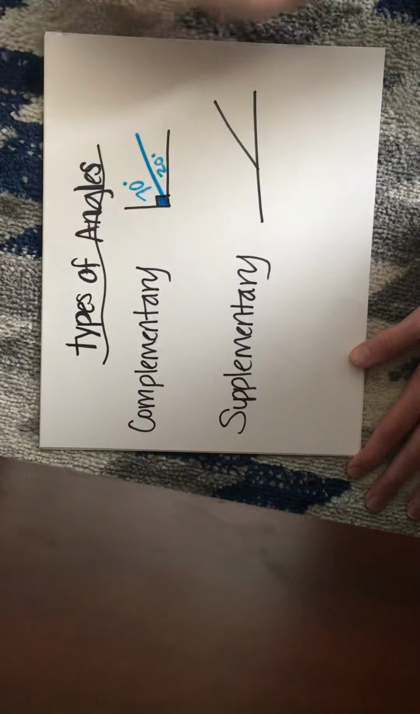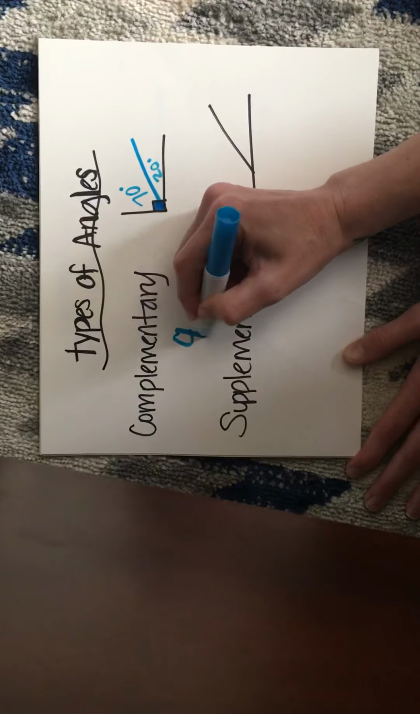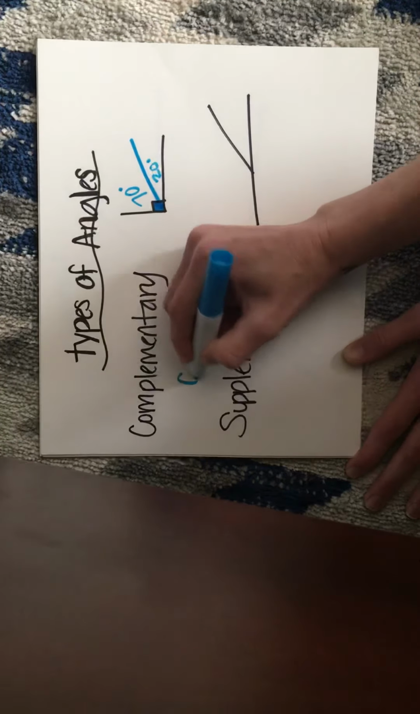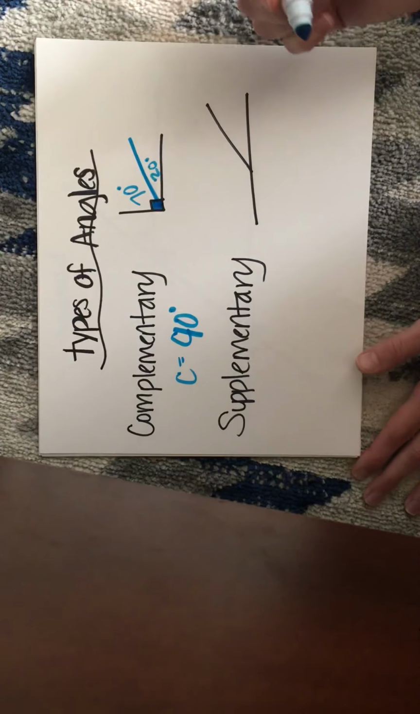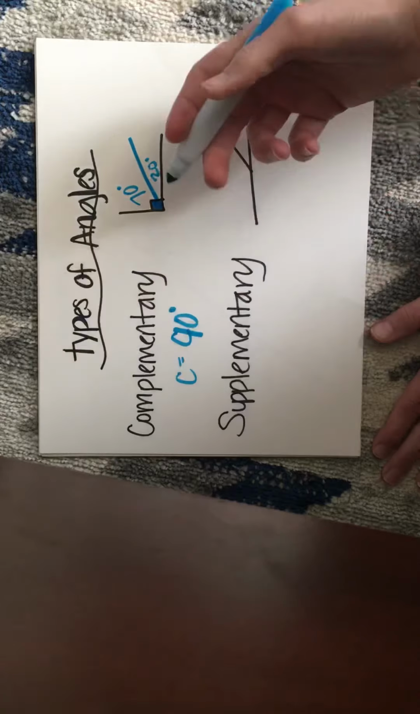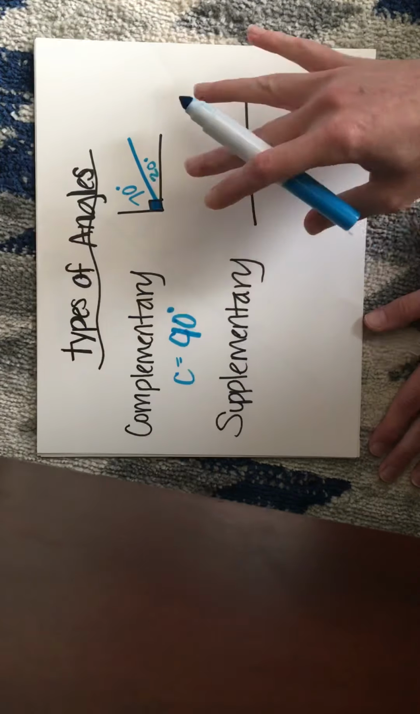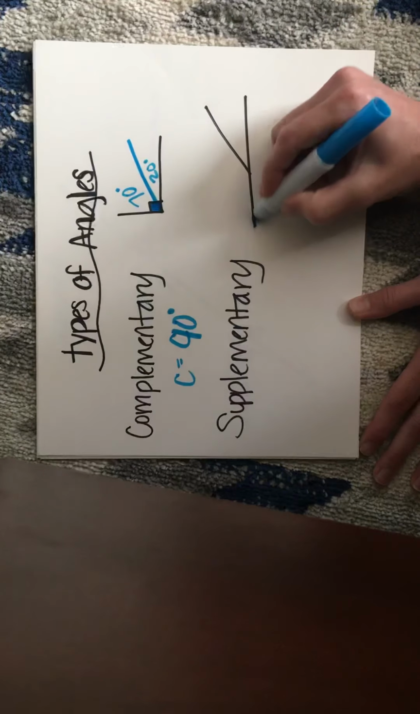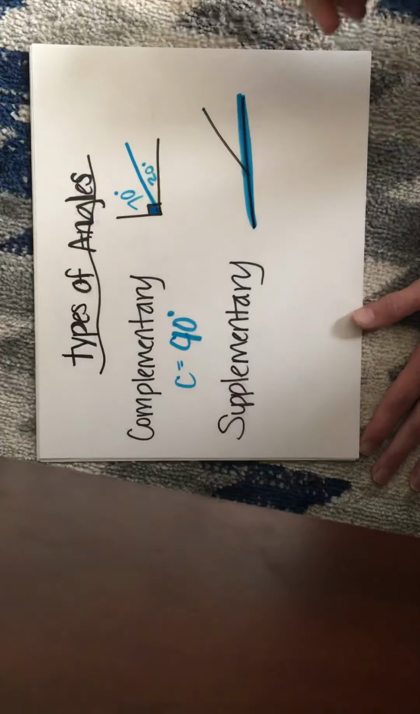A good way to remember that complementary angles add up to 90 is when you write a C, it's kind of like a 9. Complementary adds up to 90 degrees. Supplementary is the other type, and the only difference here is these angles add up to 180. There's a straight line. Straight lines are worth 180 degrees. Two angles on that straight line should add up to 180.